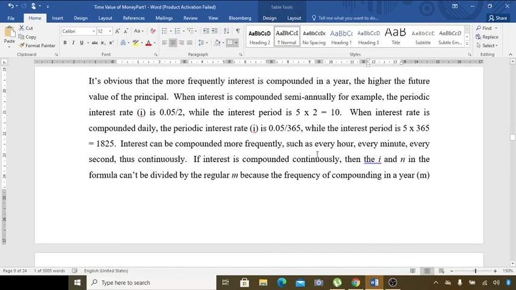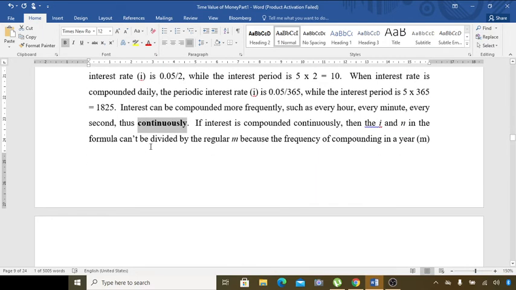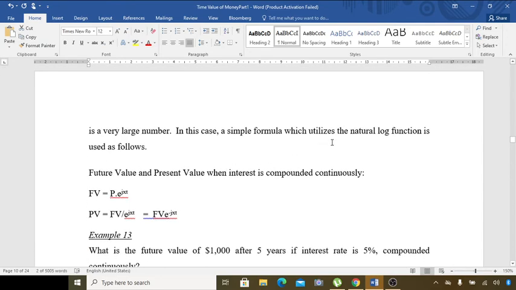In this case, interest can also be compounded more frequently, such as every hour, every minute, or every second. Thus, the term continuous compounding. Now, if it is compounded continuously, then the I and the N in the formula actually cannot be divided by the regular M, your frequency of compounding earlier, because it is a very large number. So in this case, a simple formula which uses the natural exponential function is used as follows.